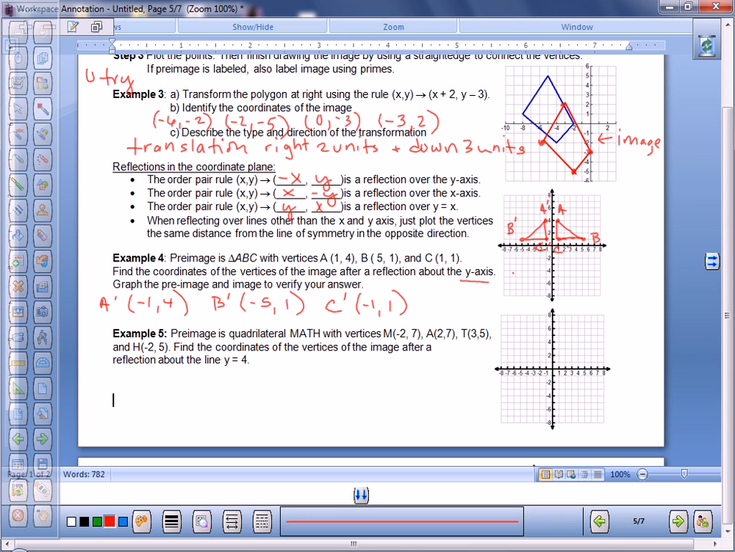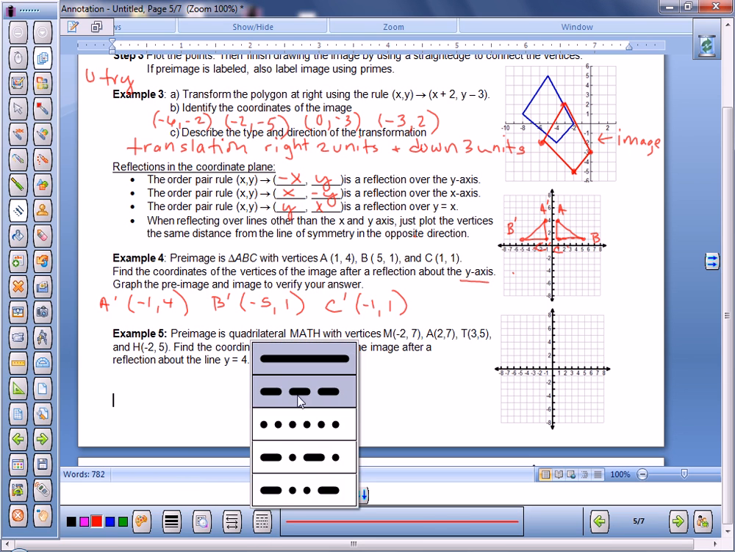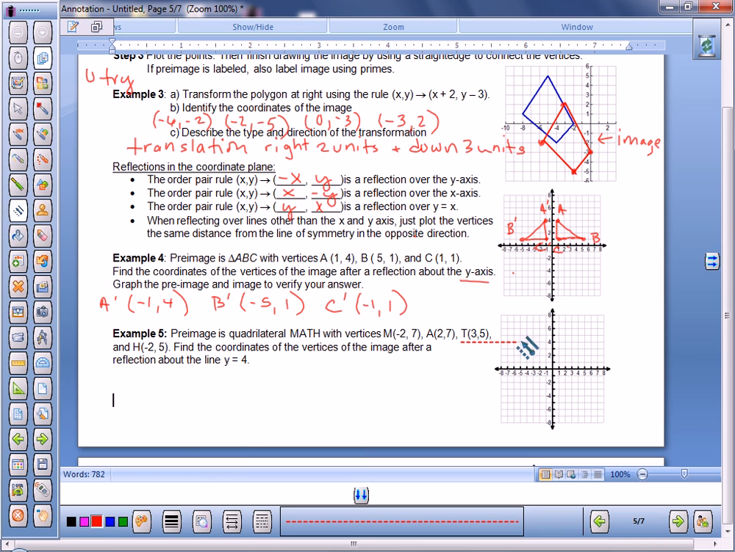Now, this one's a little different, but I still think you can do it. This says quadrilateral, the pre-image quadrilateral with vertices (-2, 7), (2, 7), (3, 5), and (-2, 5). Find the coordinates of the vertices of the image after a reflection about y equals 4. So the first thing you're going to do is draw a line at y equals 4, because this is what I'm going to reflect it over. Right there. Y equals 4.